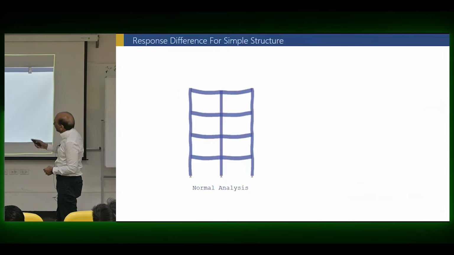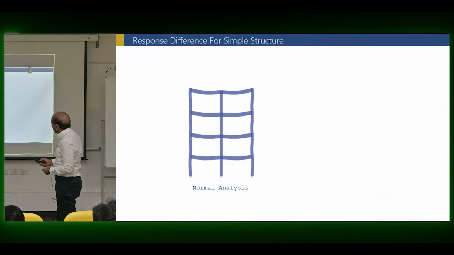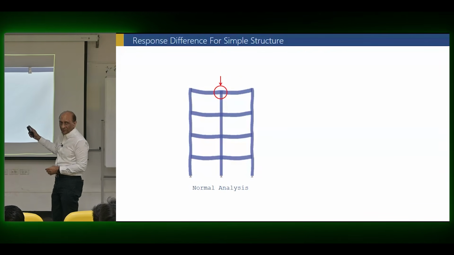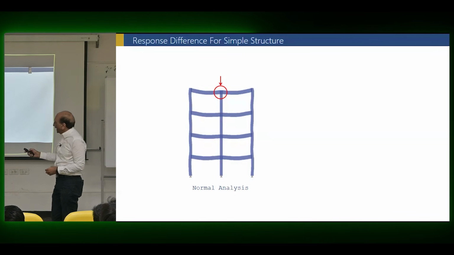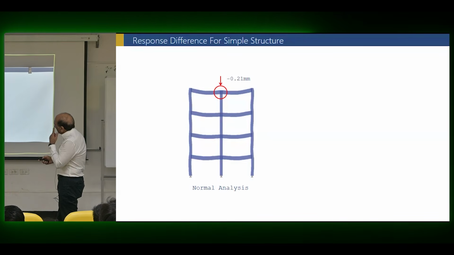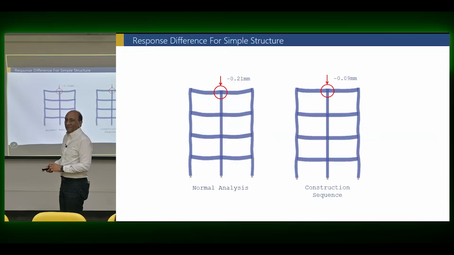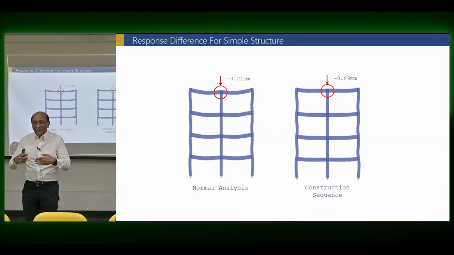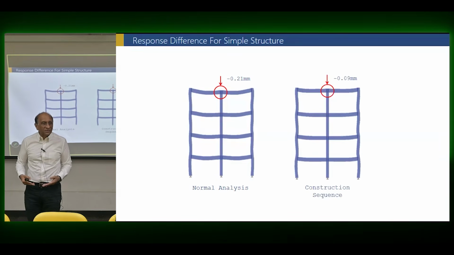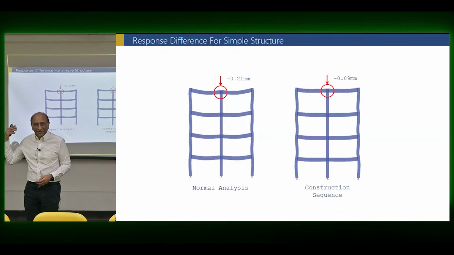This is the normal analysis that will happen if you just apply all the loads together. If you look at the center column deflection for even a small building like this one, I'm not talking about a 40-story building, just a small building, the deflection here is minus 20.21 millimeter. If you do the construction sequence analysis, this deflection is 0.09 millimeter. Look at the difference. Even for a building as small as 4-story, you get how many percent difference?